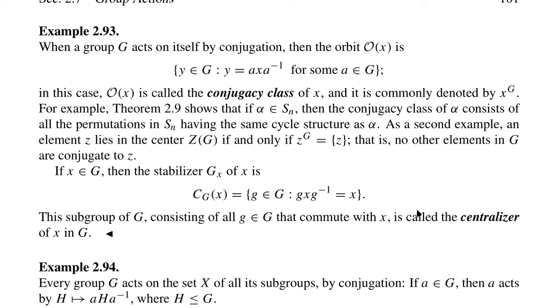So with this, you can have a conjugacy class, just like before. We were talking about establishing an equivalence relation. So when a group G acts on itself by conjugation, then the orbit is going to be all the elements Y of G such that Y can be written as some conjugate of X, right? So in this case, the orbit of X is the conjugacy class of X, and it's denoted as X^G for some reason.